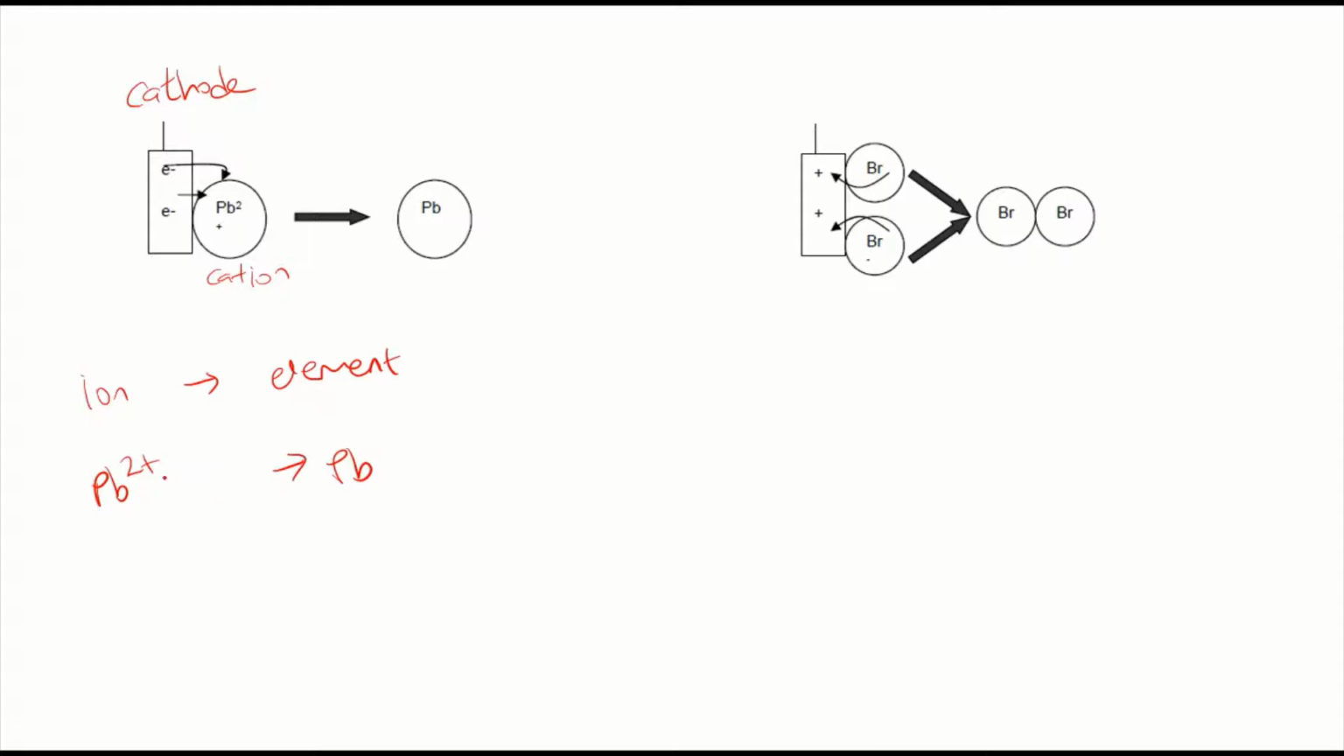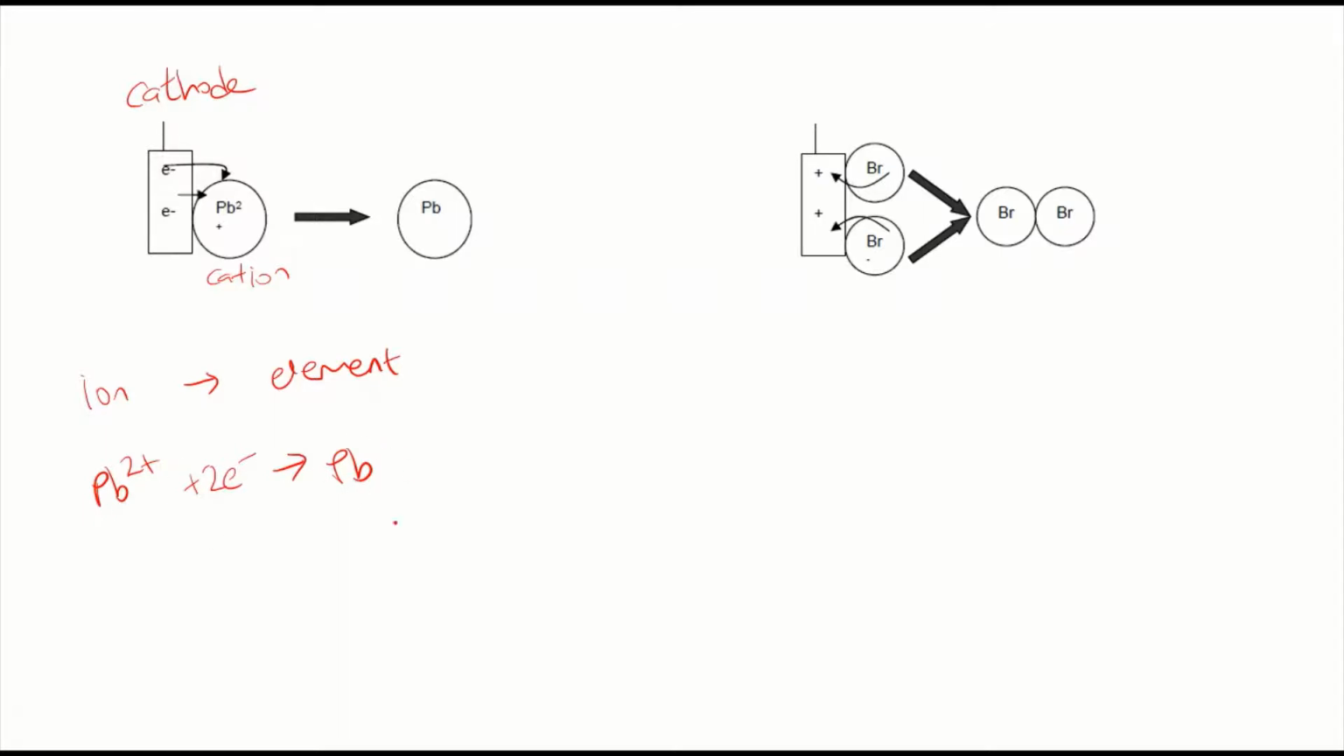So let's think about how it turns into it. At the minute we've got a 2+ charge, it's already lost 2 electrons, so it needs to gain 2 electrons in order to turn back into the lead. If you're really not sure, remember we've learned about balancing equations before, so this equation needs to be balanced for charge here as well as number.